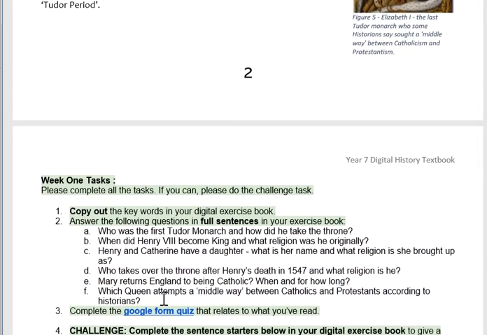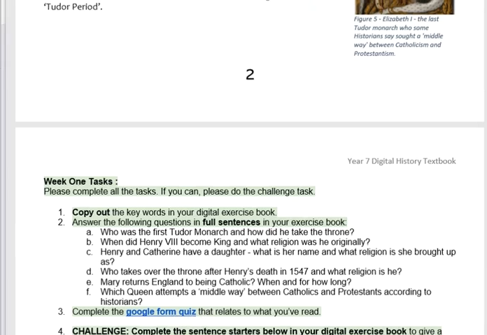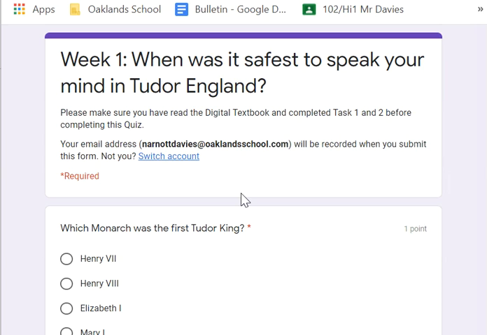The third task, which is only something you should do once you've already done task 1 and 2, because otherwise it won't make sense, is the Google form quiz, which is linked here. You can click on it, but you could also just open it up in the assignment. And an example of it is here.